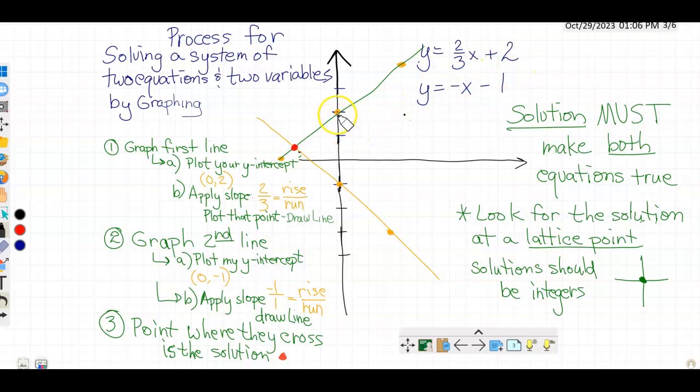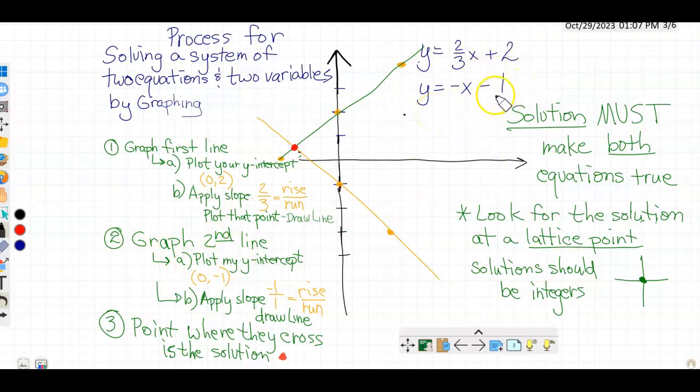After you plot that point, you apply your slope. Your slope is m right there. In this case, it's 2/3. So you go up 2 steps, over 3 steps, and plot that point. Then you can draw your first line, okay? Step 2, graph your second line. Here's your second line, alrighty?